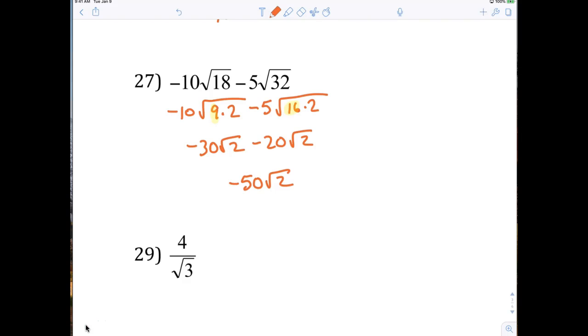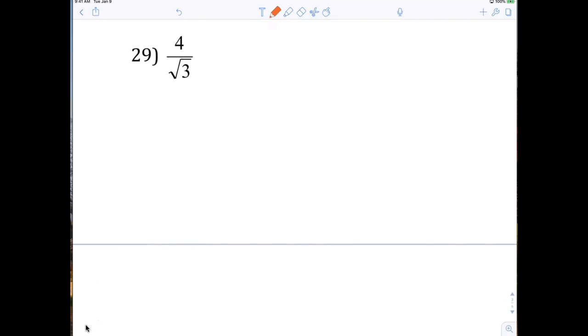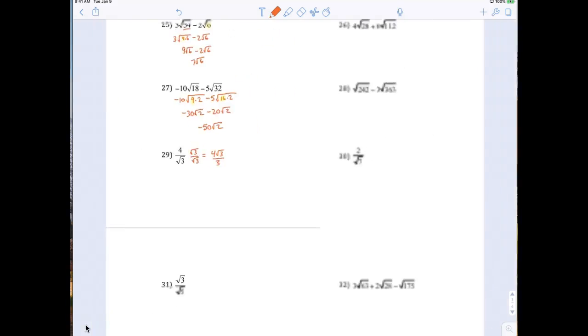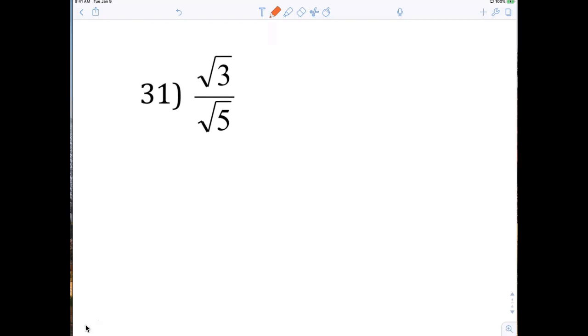Anybody have any questions with that? All right, here we go. 29. Yep, all we're doing is multiplying the top and bottom by radical 3. 4 radical 3 over 3. Okay. Multiplying by radical 5. Yes. Told you it's very simple.